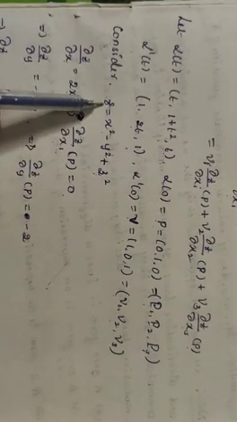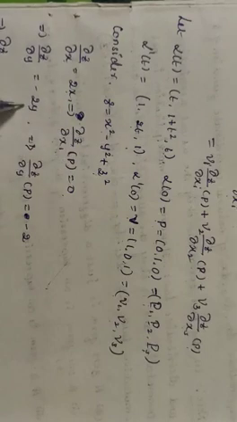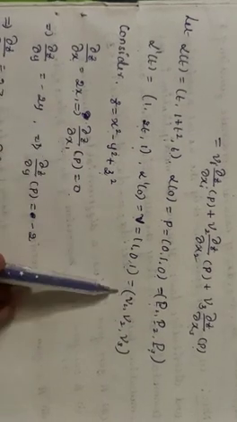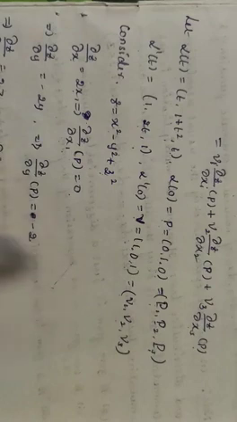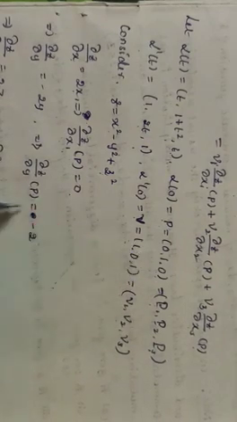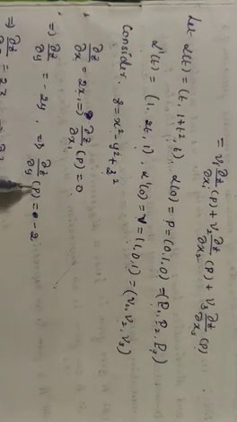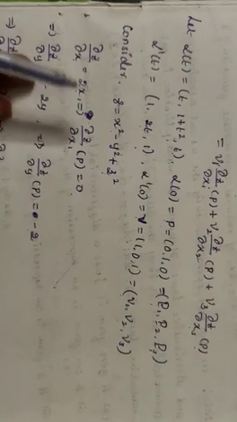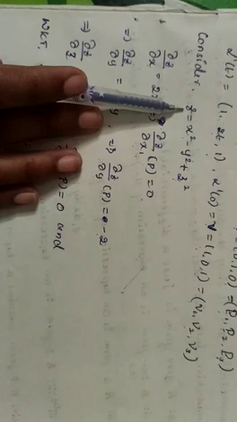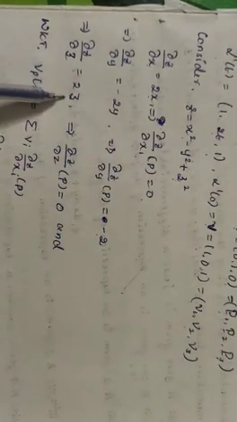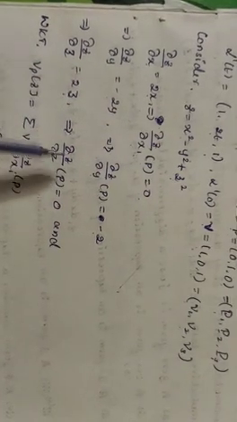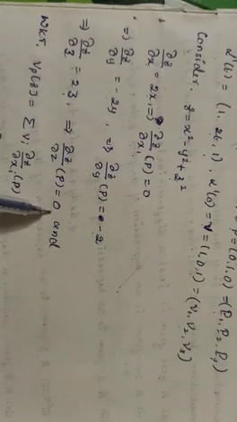Similarly, differentiating f with respect to y, we get minus 2y. Again we apply this at the point p1, p2, p3. Here p2 value is 1, so we get del f by del y at the point p is equal to minus 2. Similarly, differentiating the function f with respect to z, we get 2z. Again at the point p, we get del f by del z value is equal to 0.